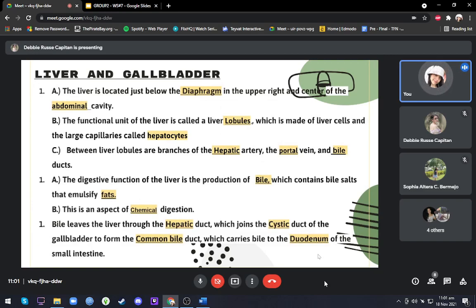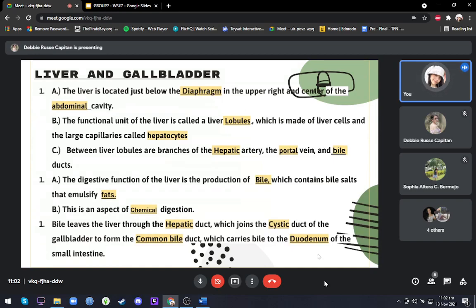As for the liver and the gallbladder, number 1A, the liver is located just below the diaphragm in the upper right and the center of the abdominal cavity. B, the functional unit of the liver is called a liver lobule, which is made of liver cells and the large capillaries called hepatic sinusoids. C, between liver lobules are branches of the hepatic artery, the portal vein, and the bile ducts.